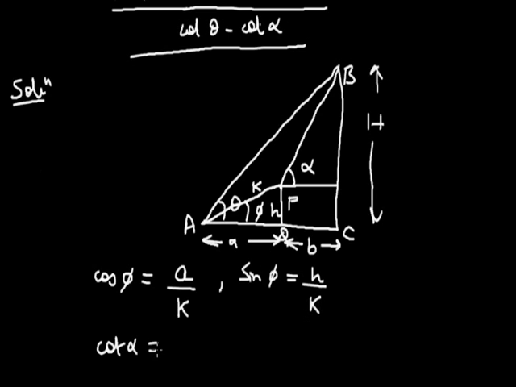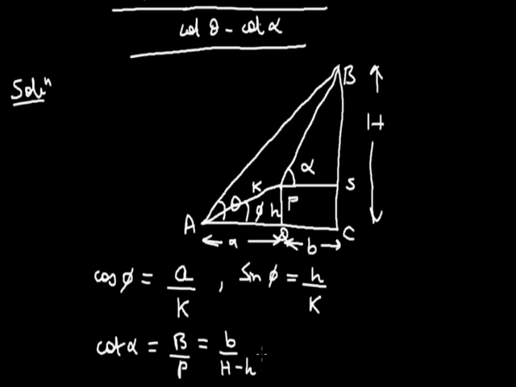Now cot alpha. If you see in this diagram, let's mark this point as S. So in the triangle PBS, cot alpha is actually the reverse of tan alpha, and tan alpha we know as perpendicular upon base. So cot alpha is equal to the base upon perpendicular, and base here is PS, that is b, upon perpendicular. Perpendicular here, BS, is capital H minus small h.